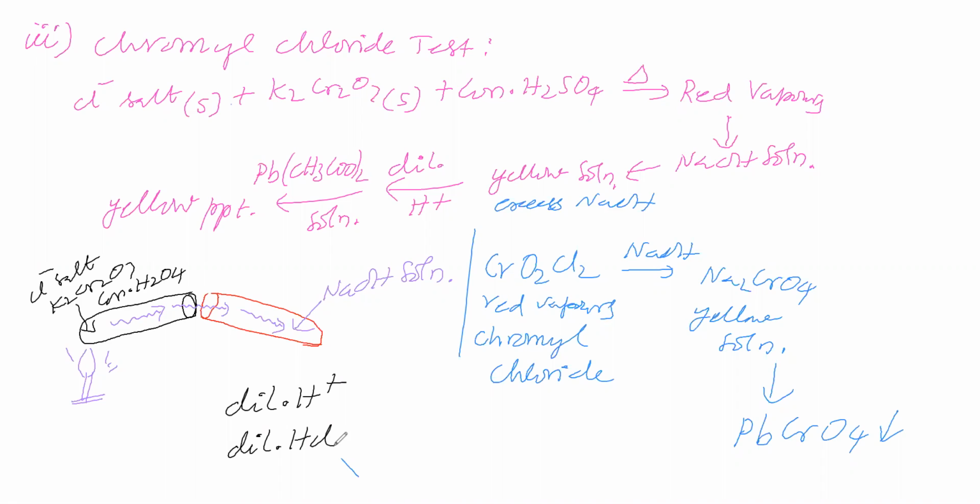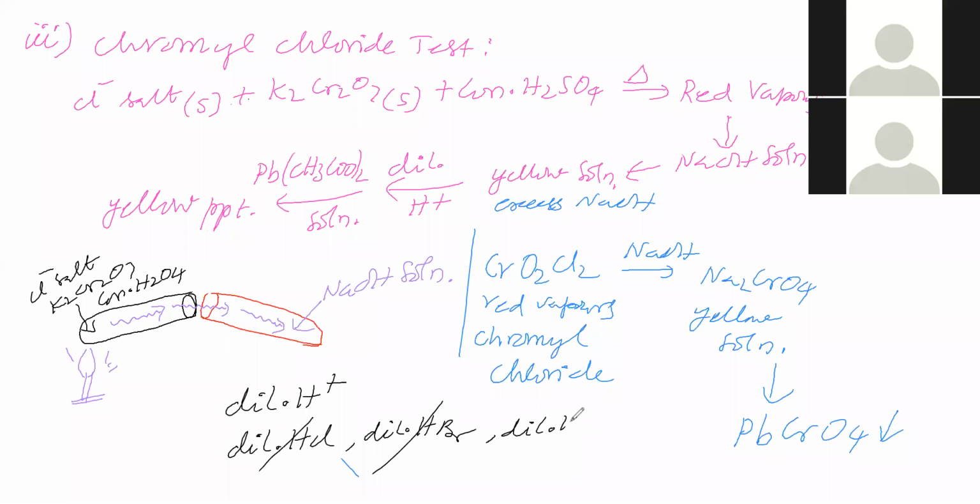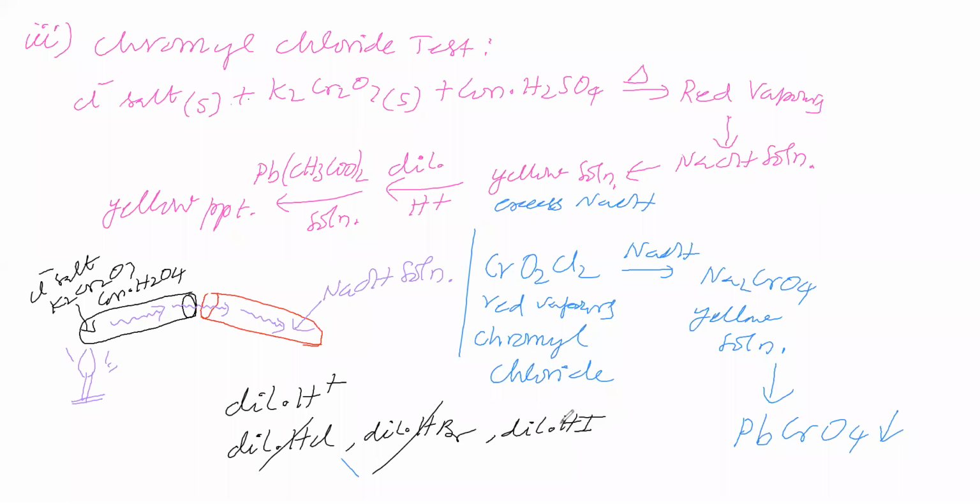If we add dilute HCl, Pb with Cl minus gives PbCl2 white precipitate, so we have to avoid it. Then dilute HBr: Pb with Br minus gives PbBr2 precipitate, so we avoid it. Dilute HI: Pb with I minus gives PbI2 precipitate, so we avoid this. Then dilute sulfuric acid: Pb2+ with sulfate gives PbSO4 white precipitate, so we avoid it.